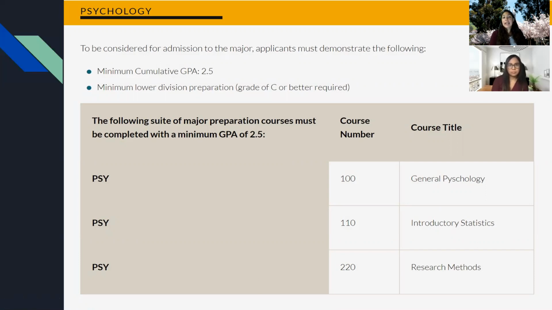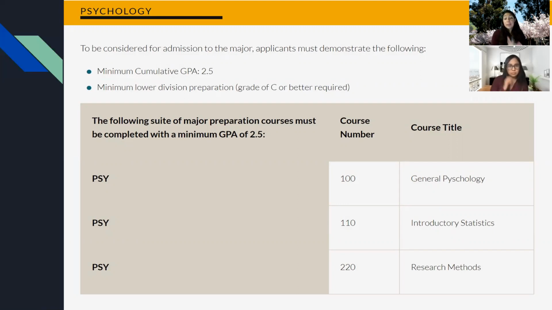Remember that we had said that for those majors that are impacted, typically the GPA is a little bit higher, or the school is a little bit higher. Well, for Long Beach, the minimum cumulative GPA, that's with all your classes, is 2.5. And you have to make sure that the minimum lower division preparation, so what you got, is a grade of C or better for those courses.